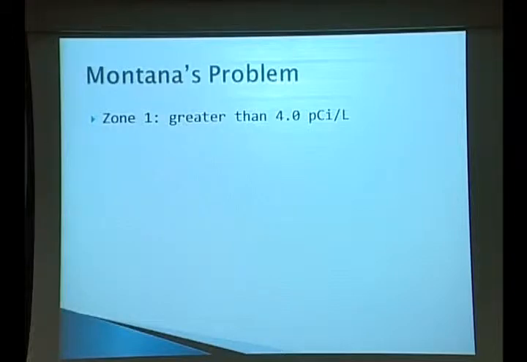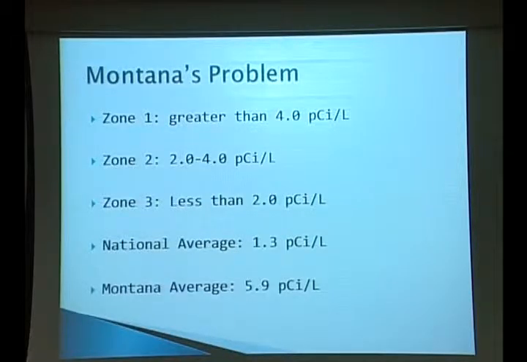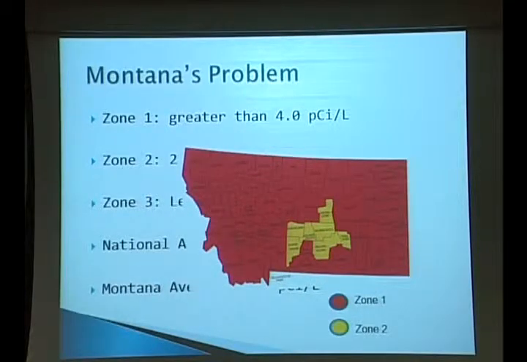Radon is defined by three zones of exposure. The EPA recommends mitigation with levels of 4 picocuries or higher. Zone 1 is indoor levels greater than 4 picocuries. Zone 2 is indoor levels between 2 and 4 picocuries. And zone 3 is levels less than 2 picocuries. The national average is 1.3 picocuries per liter, which is different from Montana's, which is 5.9. There are only 7 counties in Montana that have zone 2 radon levels. The rest have zone 1, and there are none with zone 3.